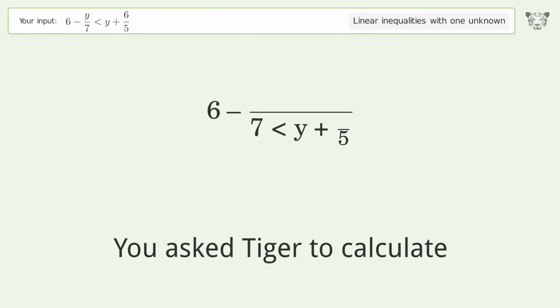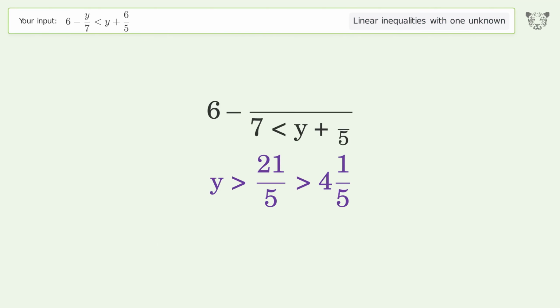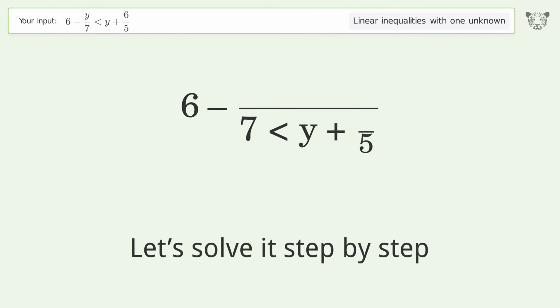You ask Tiger to calculate. This deals with linear inequalities with one unknown. The final result is y greater than 21 over 5 greater than 41 over 5. Let's solve it step by step.